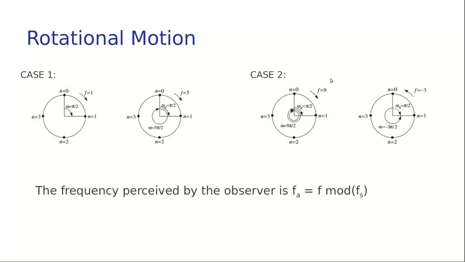And in this case, f is equal to 9. It's covering 2 revolutions which are being missed by the observer. Here, when f is minus 3, minus indicates the opposite direction. We perceive it to be actually moving in the same way as wheel 1. Here, not only the speed but the direction is misconceived.